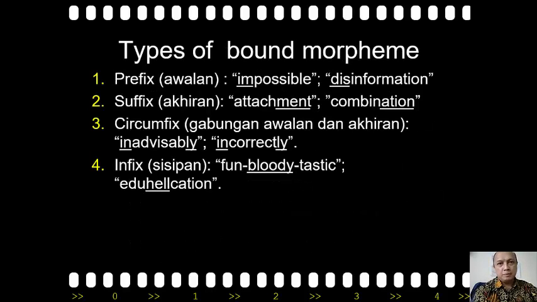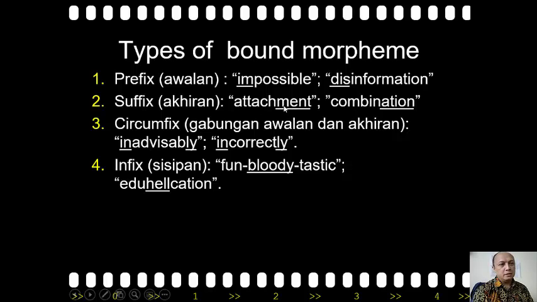Now, bound morpheme is also divided into several types. We have a prefix. In Indonesian, it is awalan, something that is attached to the beginning of a word. For example, the word impossible, you have im as a prefix. It has to be attached to the word possible. This information, the in- there is also a prefix because it is attached to the beginning of the word information. And then you have suffix or akhiran in our Indonesian language.